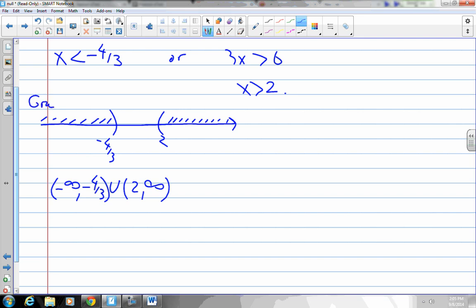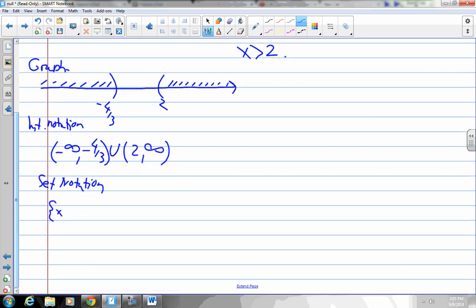So that would be the graph. This is the interval notation. And this is the set notation, which is all x such that x is less than -4/3 or x is greater than 2. So we can use the word or to represent the union. That's the whole idea. That's or. Okay?